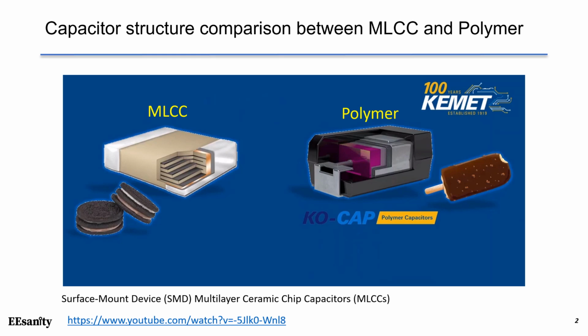On the left-hand side, the MLCC structure looks like a chocolate sandwich cookie that contains dielectric in between multiple layers of plates. On the other side, we have the polymer capacitor. The polymer capacitor has an ice cream-like structure that has terminal leads sticking out, filled by titanium powder, dielectric, polymer, and carbon. You can click this link and watch the video for more detailed information.